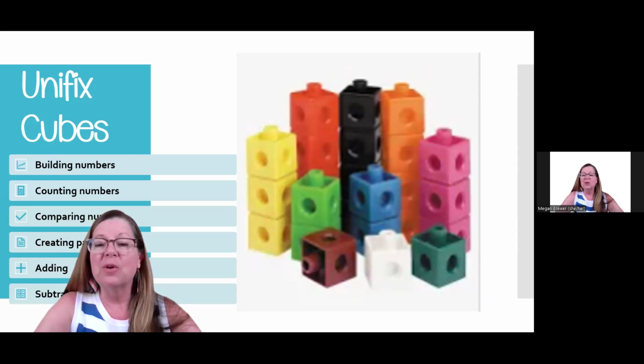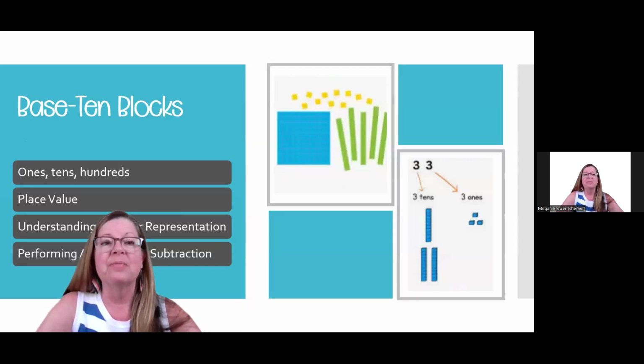Unifix cubes can be used to create patterns, both visually and numerically. Students can sort cubes by color or other attributes, fostering organizational skills and visual discrimination. Unifix cubes can be used to measure in a hands-on way. Students can use them to create models of shapes and objects, reinforcing geometric concepts.